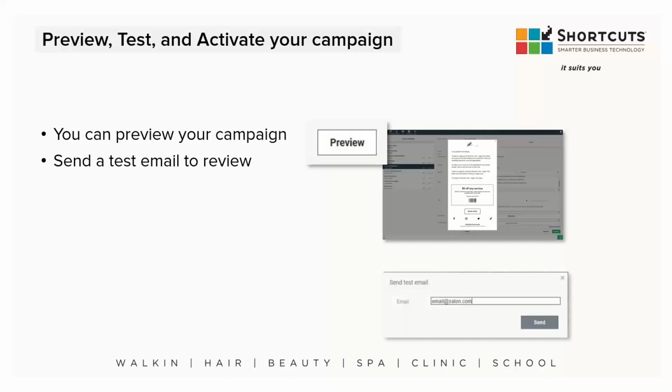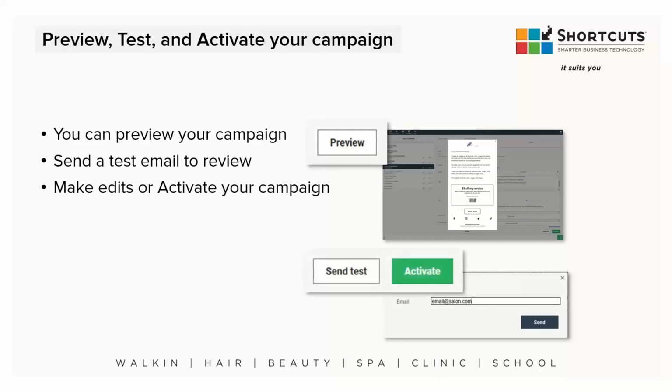Now, before you activate your message, you have the ability to preview it. Shortcuts will generate a little window that says, this is what the email looks like. This is what the message looks like. If you find a typo, you want to make some edits, you can, of course, make some changes, send another preview for yourself, or even send a test to yourself. And then once you're happy with it, then you can activate your message.